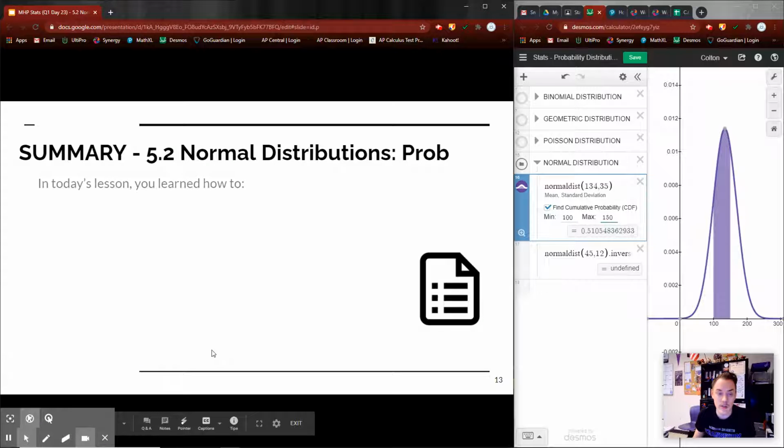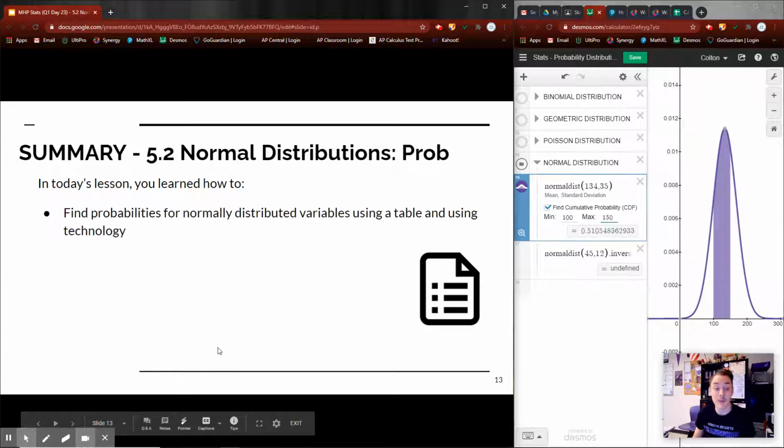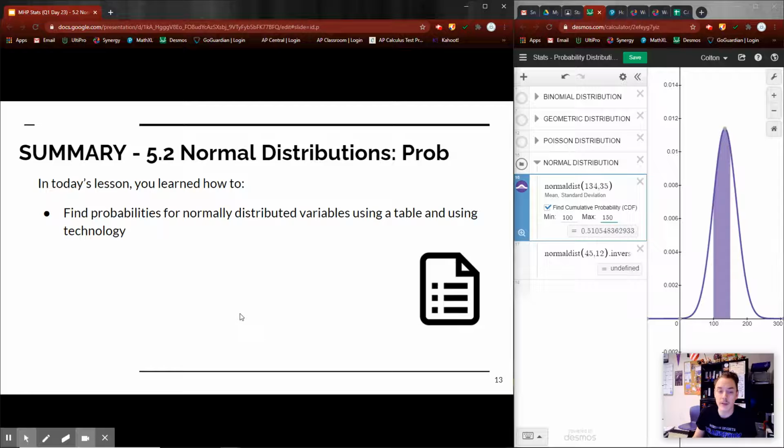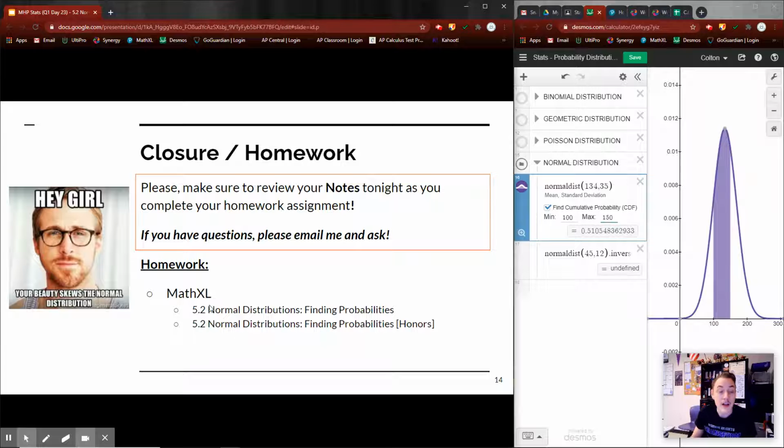Let's go to our summary. What did we learn? We learned about probabilities from normally distributed variables using a table and using technology. Mainly using technology, though. Okay? Make sure you do your homework. If you have any questions, please ask.